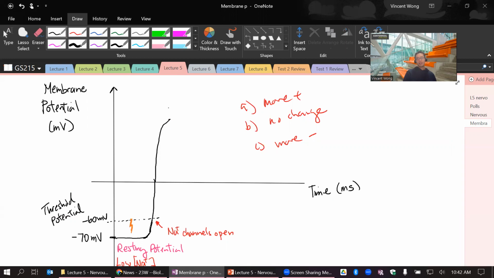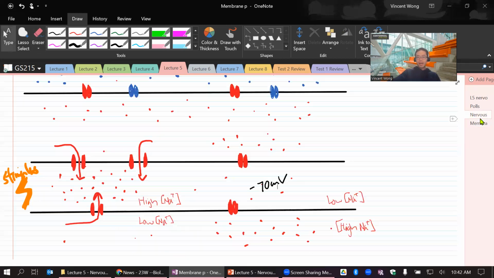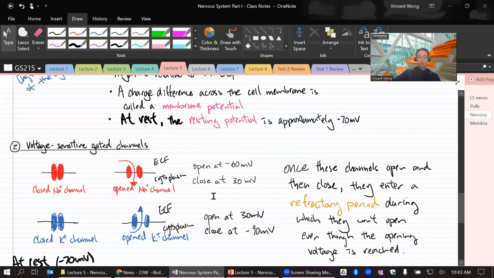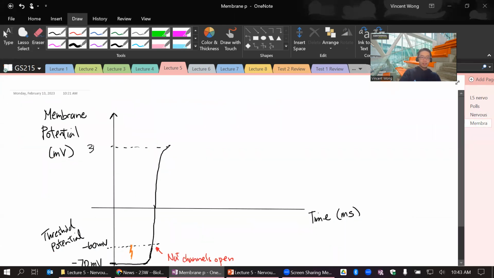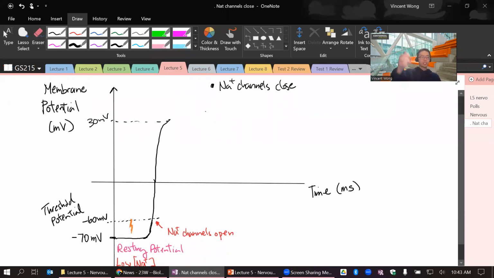And what voltage would that be? When would the sodium channels be closed? At what number? Do you guys remember? 30. Yeah, if you look back at the notes that we took in the background information, we said it's going to close at positive 30. So at positive 30, a couple of things are going to happen. I'm going to put them down here. The first thing that happens is the sodium channels that were open will now close. More stuff to come later.